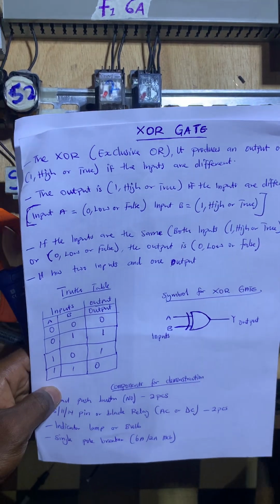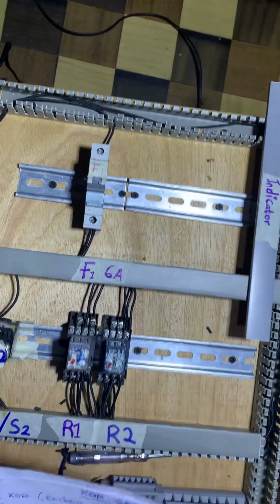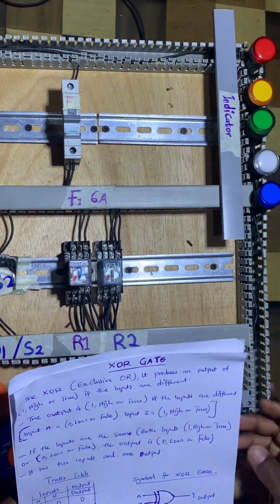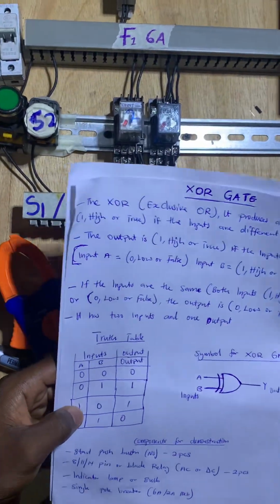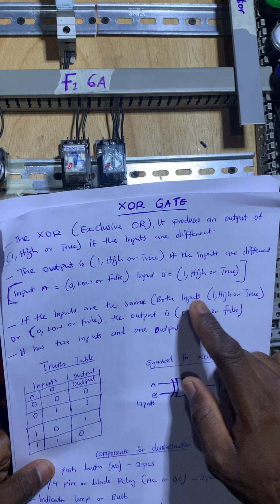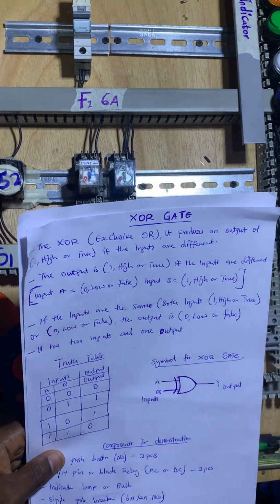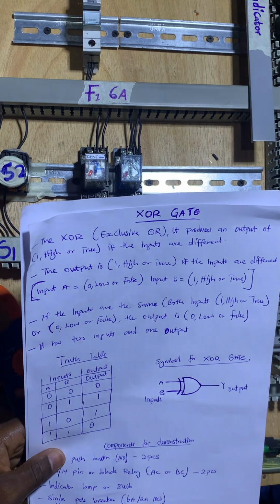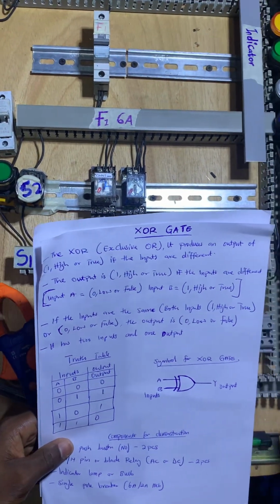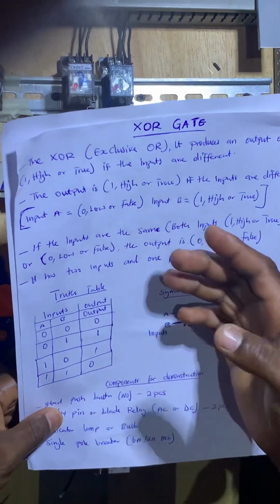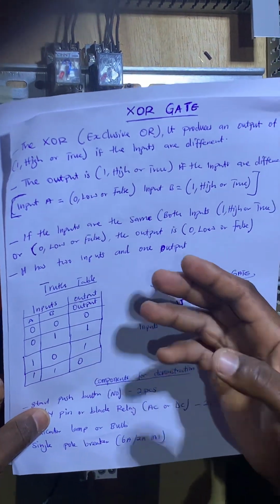and 1 output. Let's assume input A is 0, low or false, and input B is 1 or high, then the output will be high, 1 or true. And now I'm coming to talk about the vice versa.